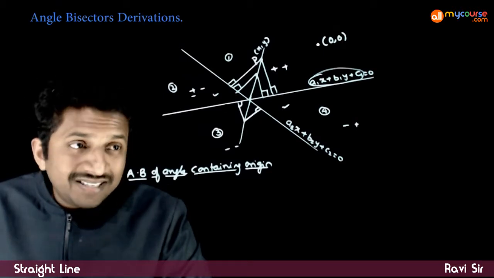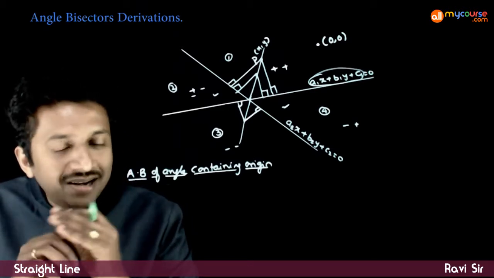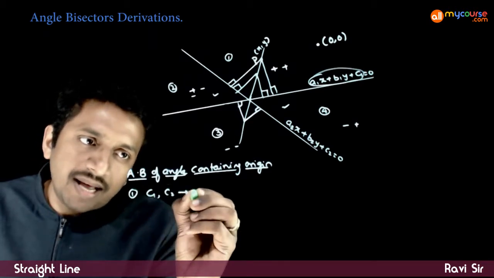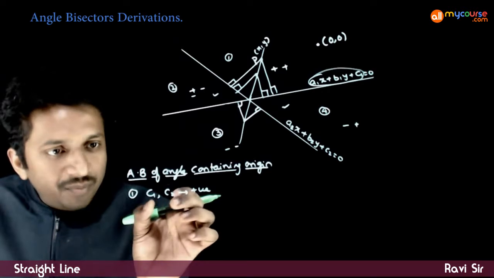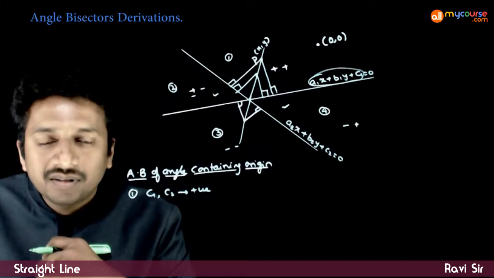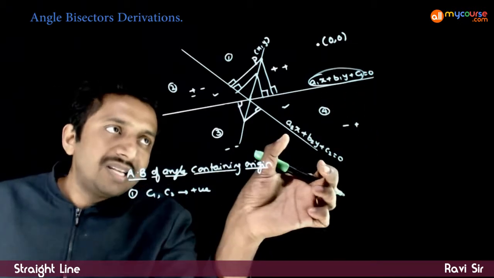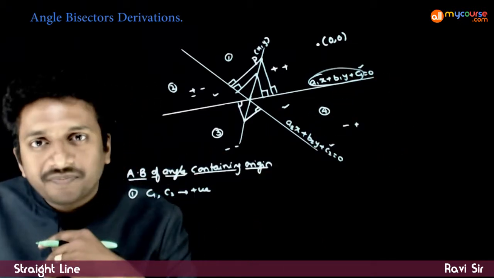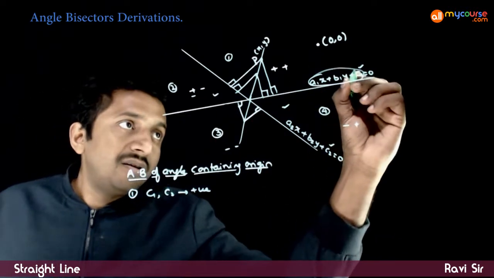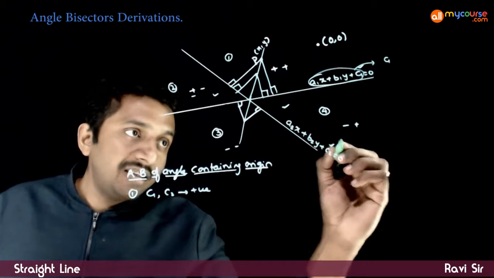Now let us try to look at the angle bisector of the angle containing the origin. So to find this, what are we doing? As we have seen in the first step, we are making both C1, C2 as positive. So what are we effectively doing by doing this? Once we make C1, C2 positive, both these lines have positive constants. The meaning of that is nothing but when you substitute the origin, that is (0, 0), in the first line, you get C1. When you substitute (0, 0) in the second line, you get C2.